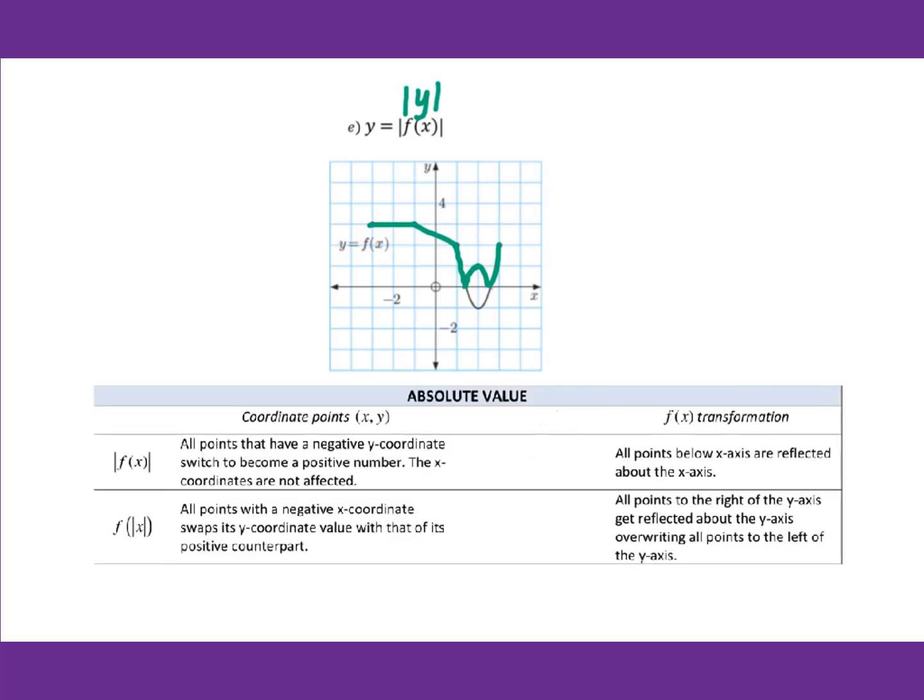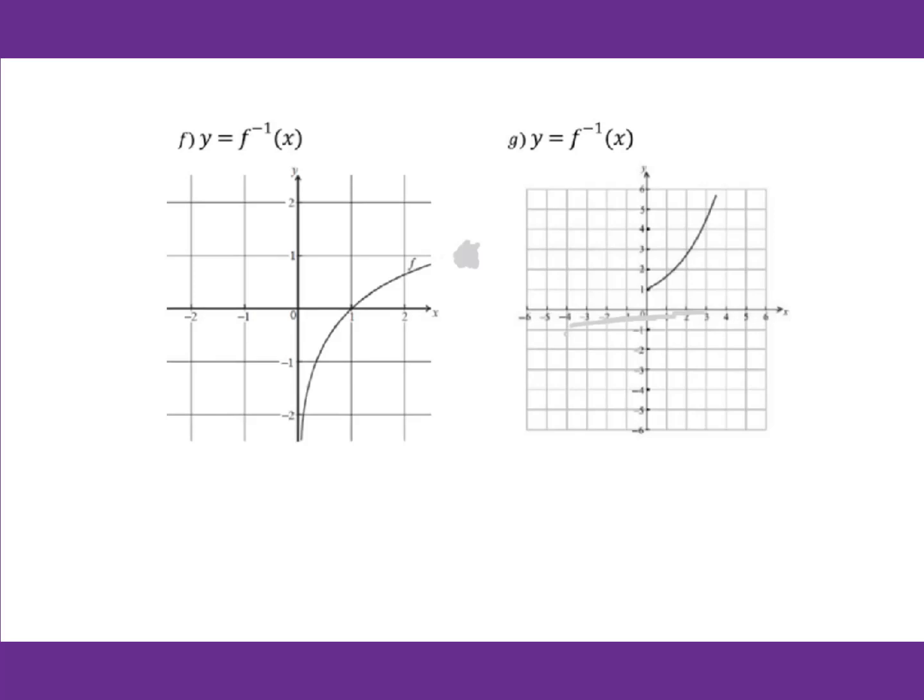Let's draw a conclusion about transformation involving absolute value. If you have absolute value of f of x, all points below the x-axis are reflected about the x-axis. For f of absolute value of x, all points to the right side of the y-axis get reflected about the y-axis, overwriting all points to the left side of the y-axis. Let's go to F.